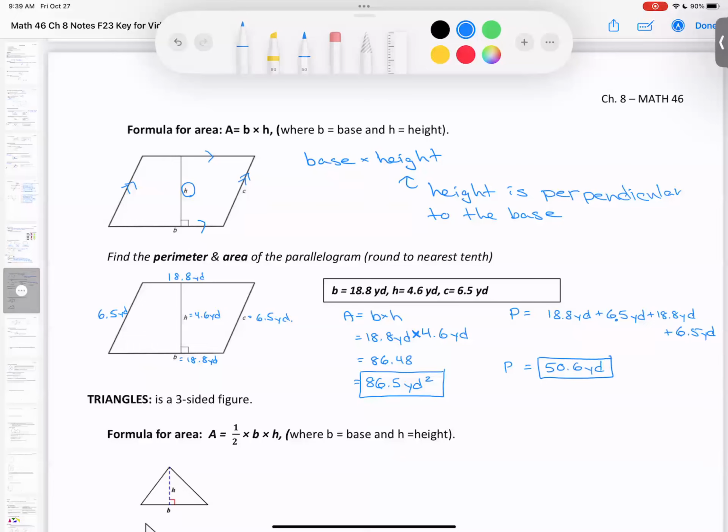Now, the other way you could have done that is, just like with a rectangle, the perimeter is going to equal 2 times the length plus 2 times the width. Because the lengths on the top and bottom are equal, and the side lengths on either side are equal. So you'd have 2 times 18.8 yards plus 2 times 6.5 yards, and you'll get the same answer there.